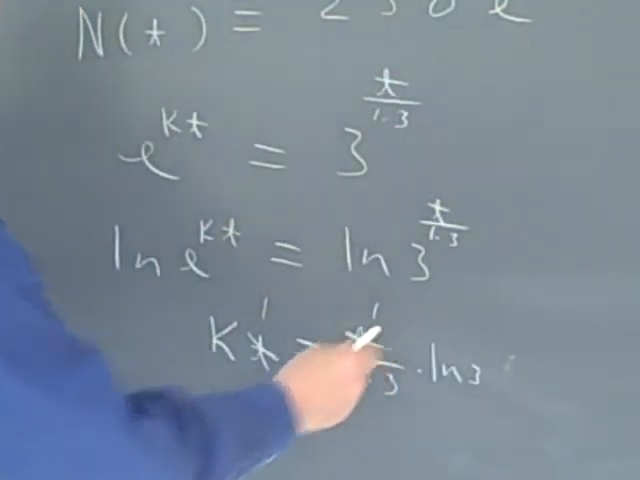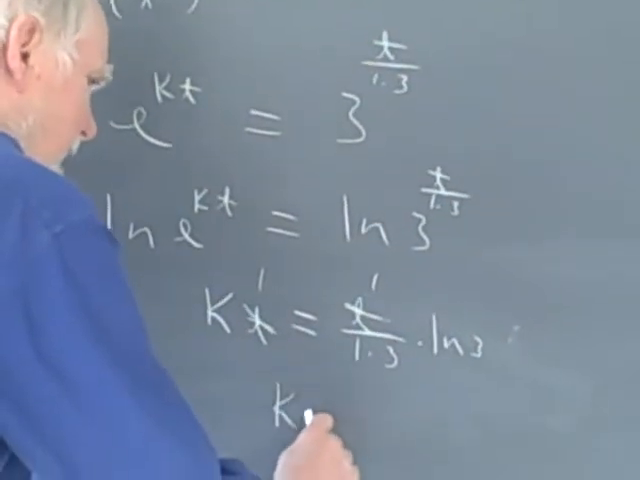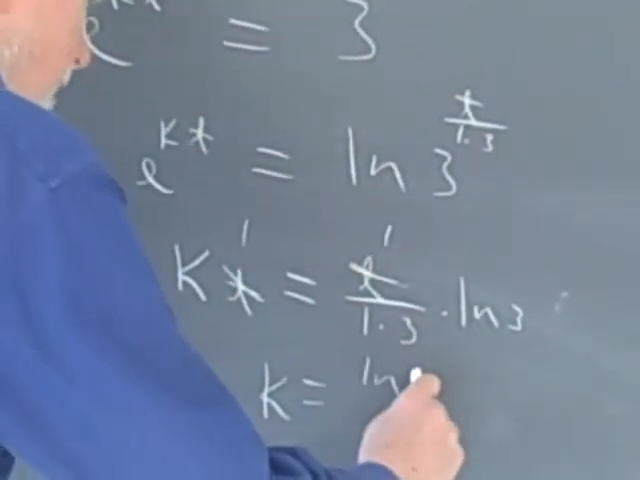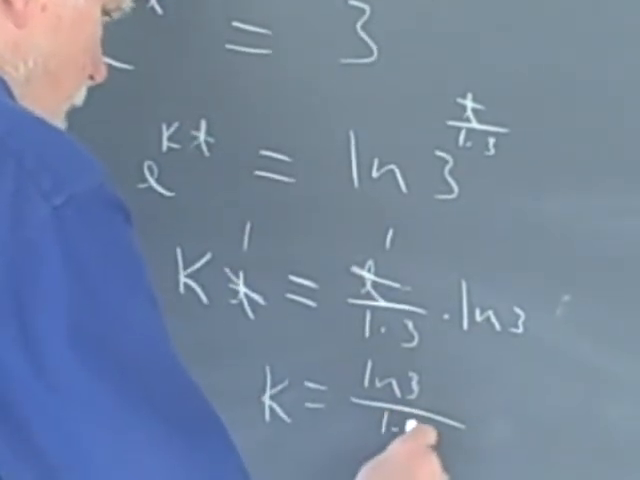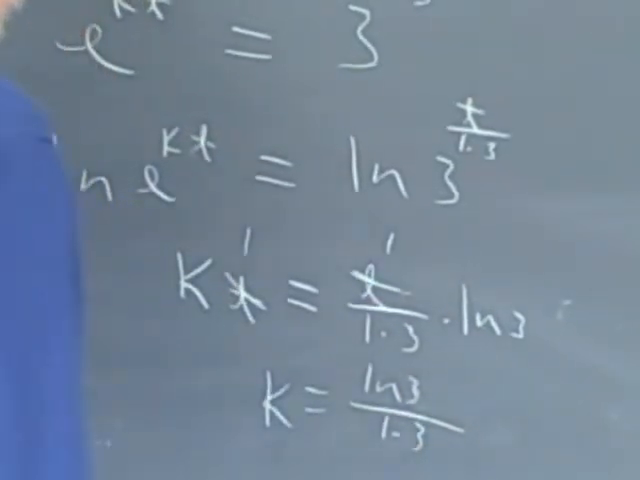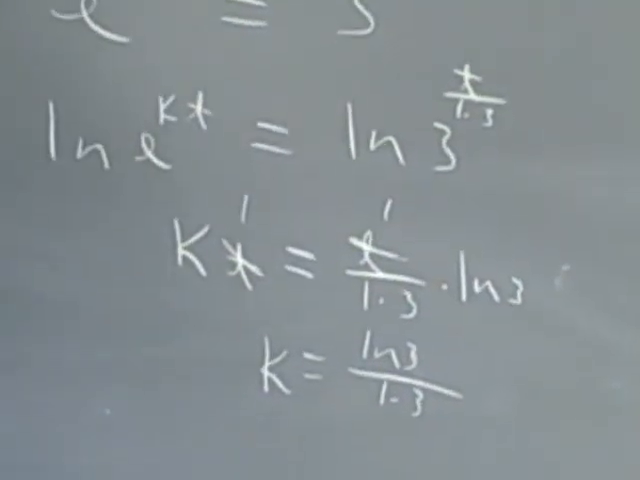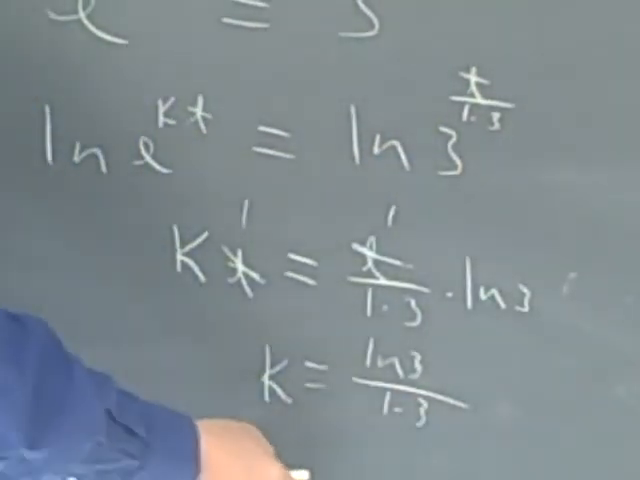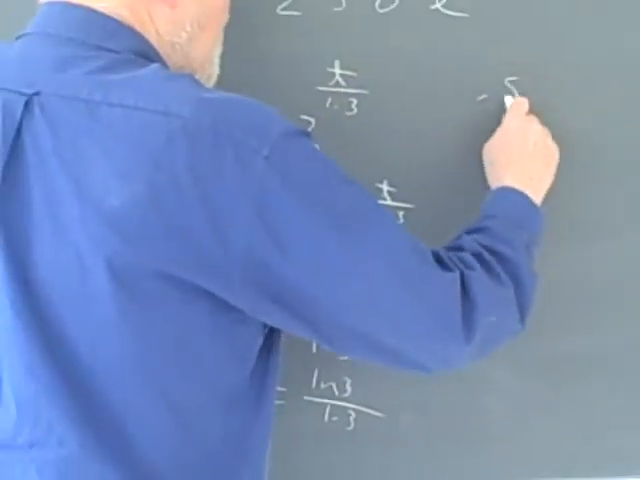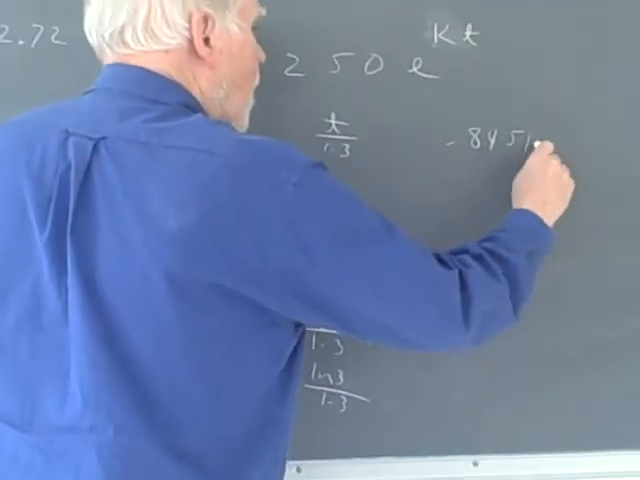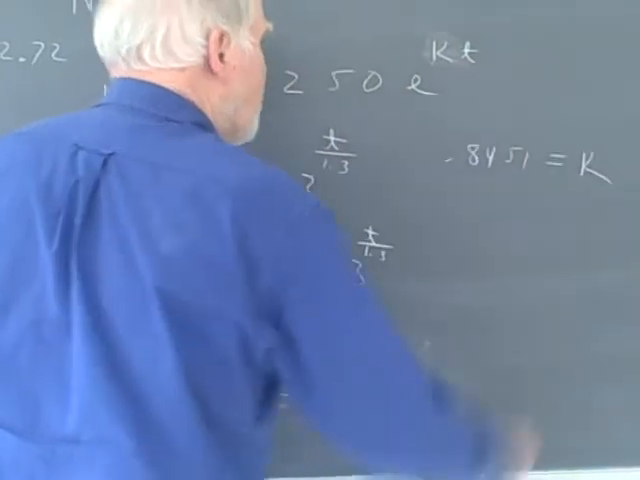And I can say that k equals the log of 3 over 1.3. And if I pop that in my calculator, can you see this well enough? It comes out to 0.8451. That's what k equals, okay?